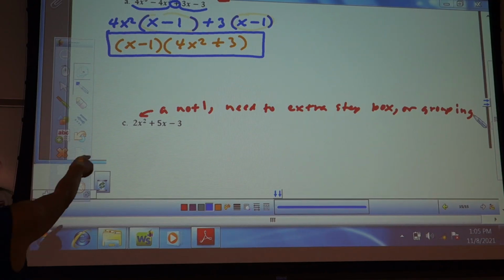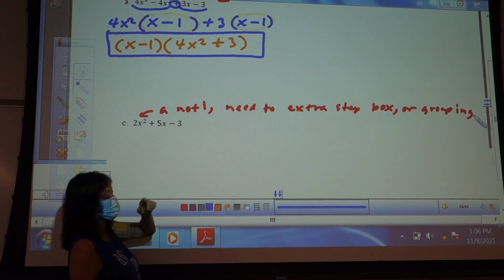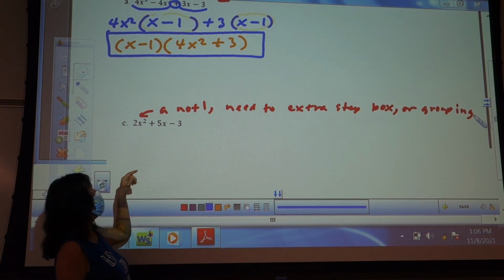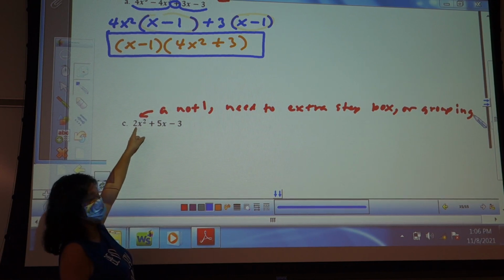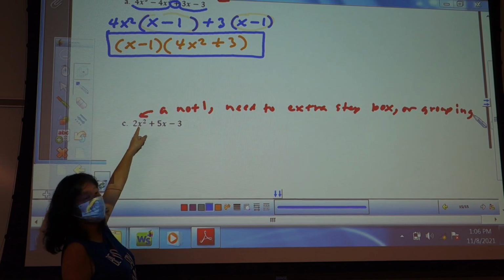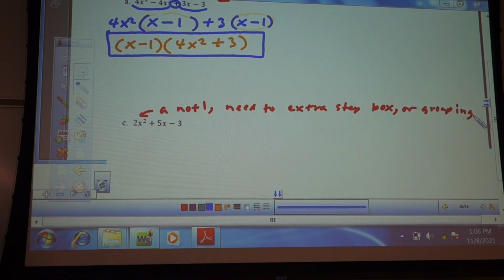Let's take a look at C. So again, remember C is the regular one. You need to do your regular factoring. So do your little diamond method, the AC method. But because this is not a one in front, there's a number in front, you have to do that extra step, either the box or the factor by grouping.